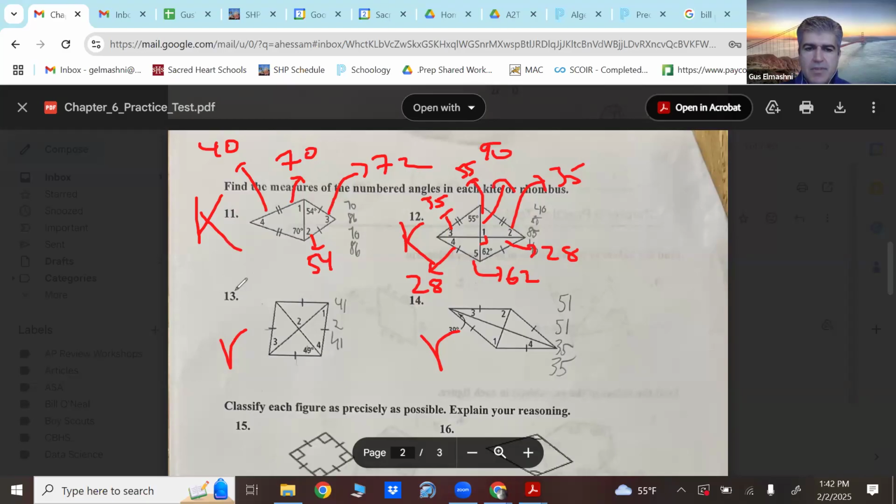Does that make sense so far for 11 and 12? For 12, yeah, 12 makes sense.